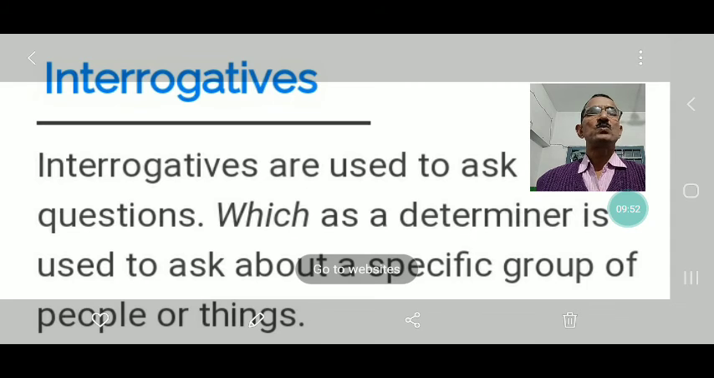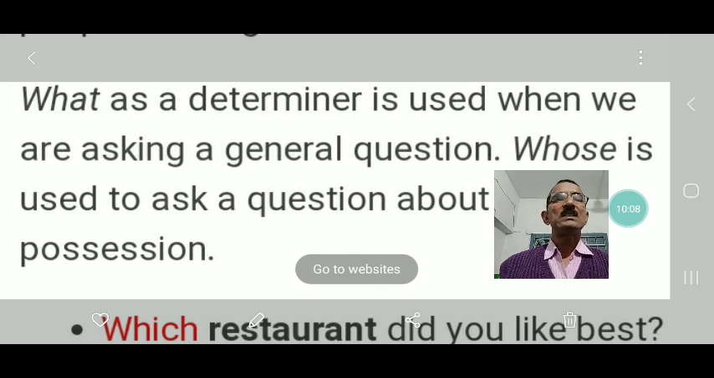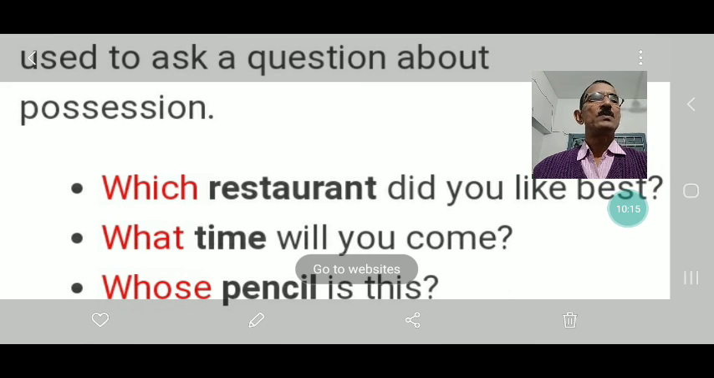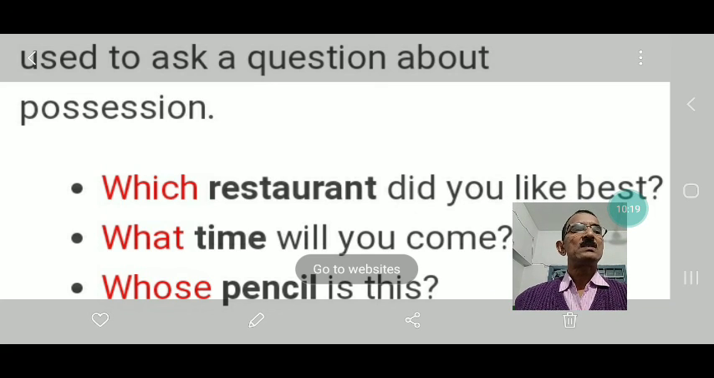Interrogatives are used to ask questions. Which as a determiner is used to ask about a specific group of people or things. So what as a determiner is used when we are asking a general question, whose is used to ask a question about possession. Like for example, you can see, which restaurant did you like best? What time will you come? Whose pencil is this?